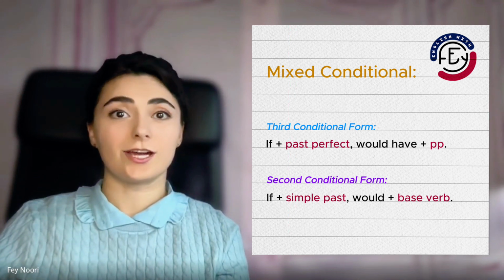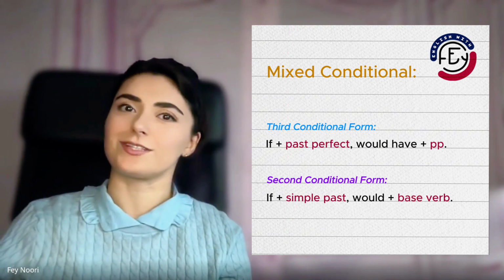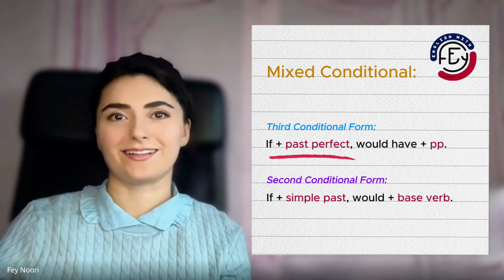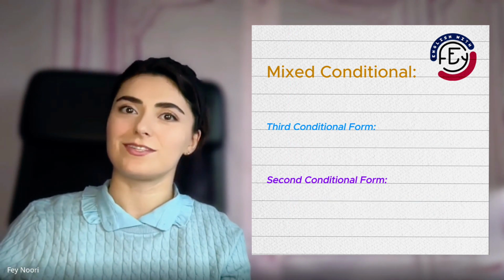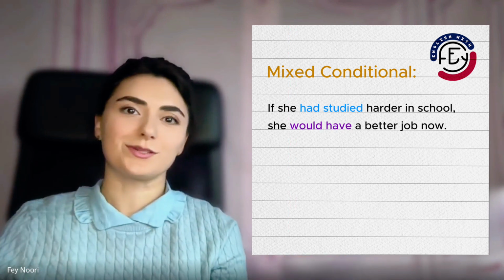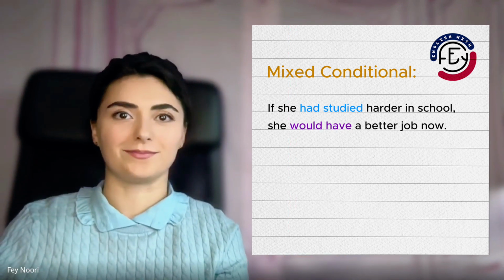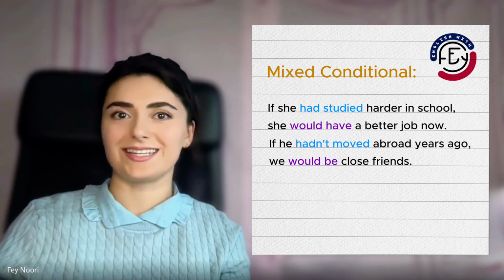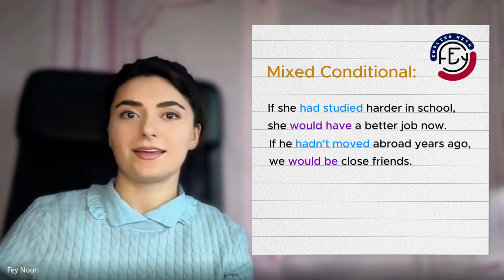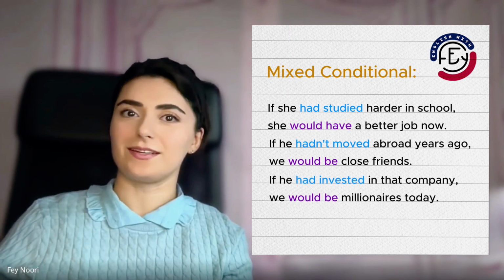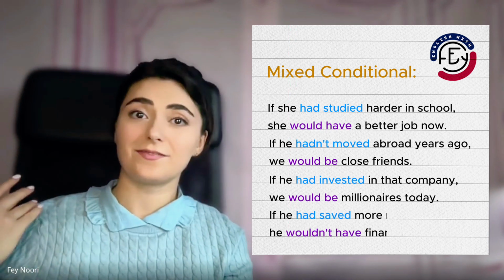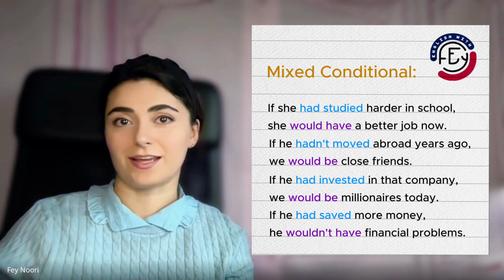But if you find this challenging, just learn the first type, where we borrow the if clause from the third conditional and the main clause from the second conditional, such as, if she had studied harder in school, she would have a better job now. Or, if he hadn't moved abroad, we would be close friends today. Or, if they had invested in that company, they would be millionaires today. Or, if he had saved more money, he wouldn't have financial problems now.